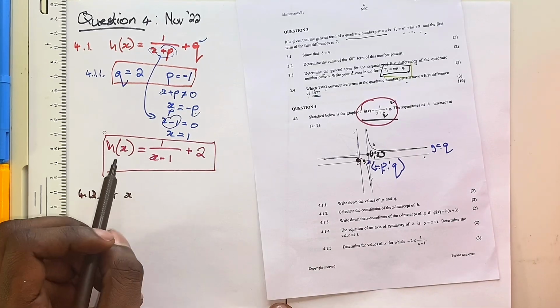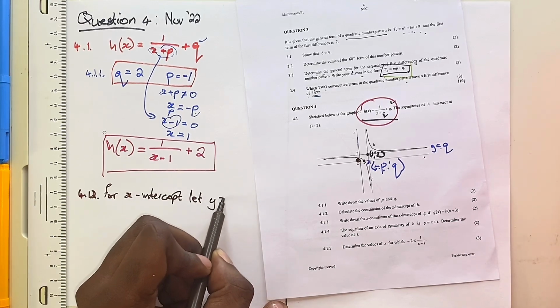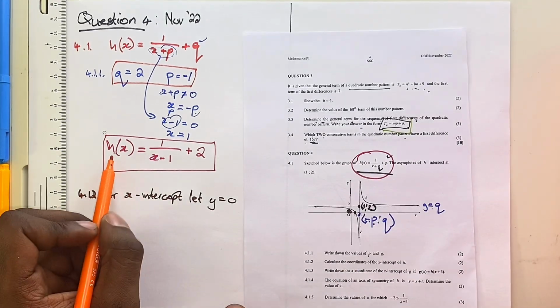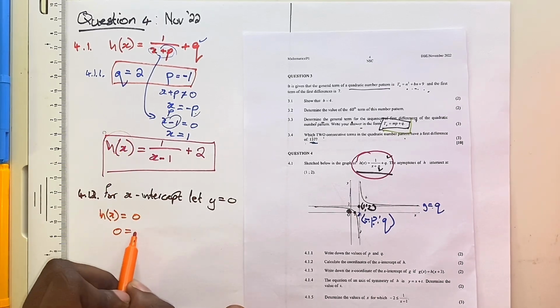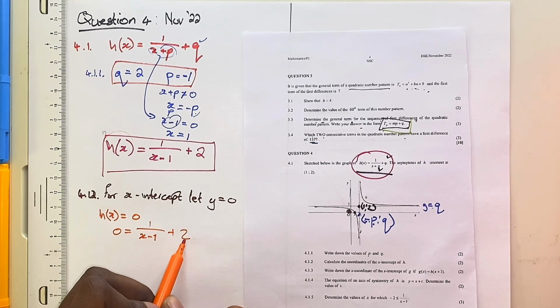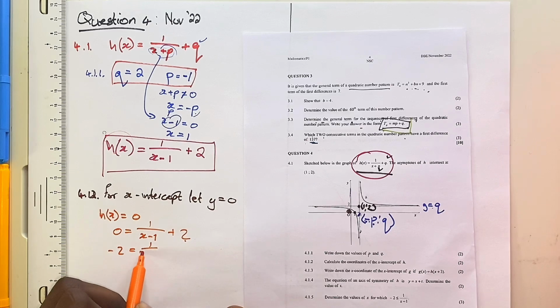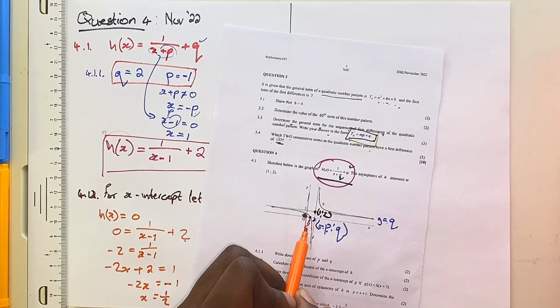So we say that for the x-intercept, let y be equal to 0. That means that in our function of h, h of x will be equal to 0. So we substitute 0 here, equal to 1 over x minus 1 plus 2. Therefore, we solve for x. Transpose 2 to the other side, you have negative 2 equal to 1 over x minus 1. Then I cross multiply, then I will have negative 2x plus 2 equal to 1. Therefore, my x is equal to 1 over 2. So it will cut here at 1 over 2.